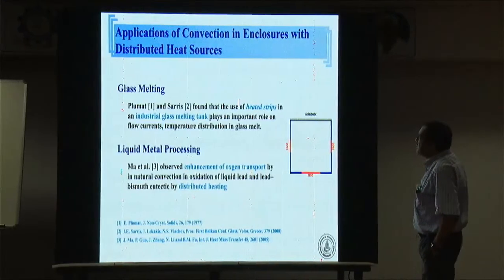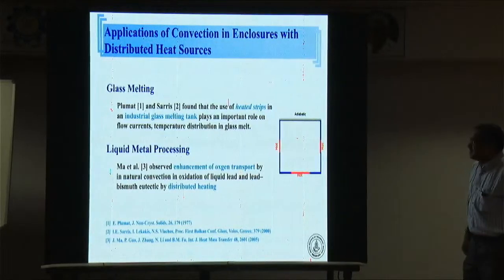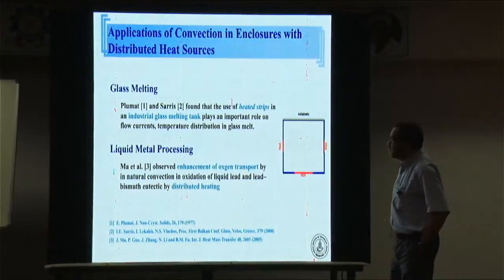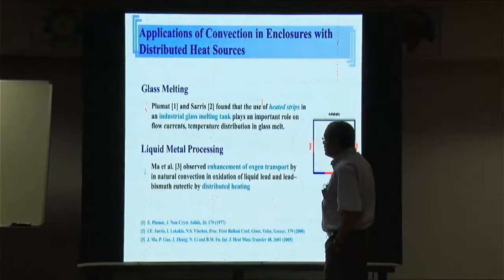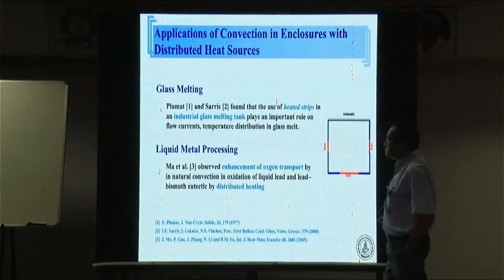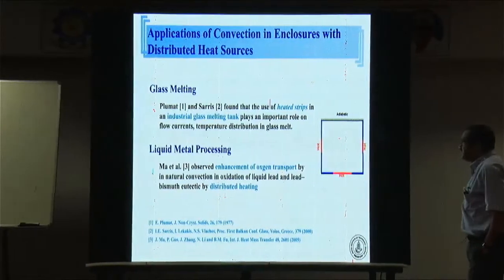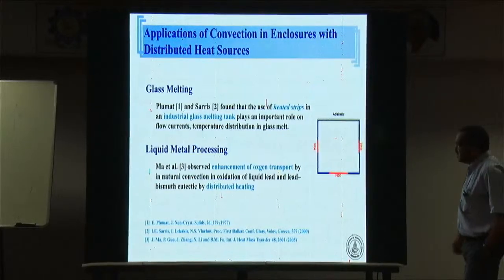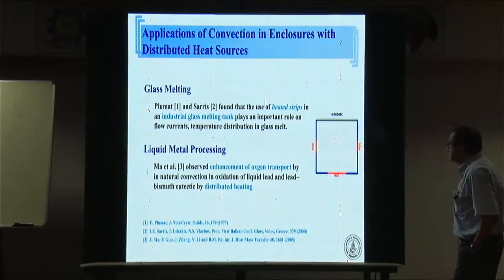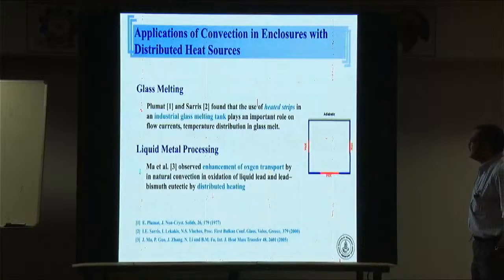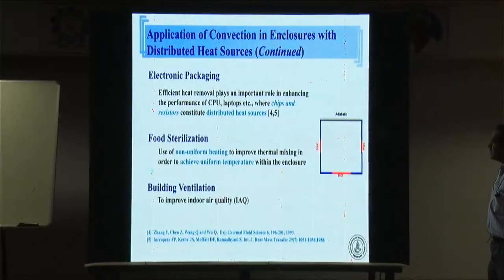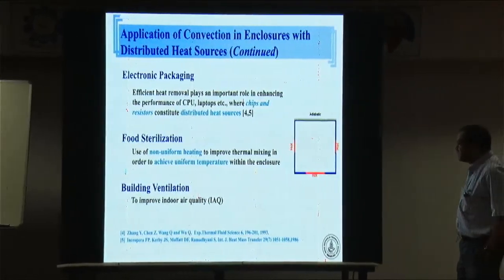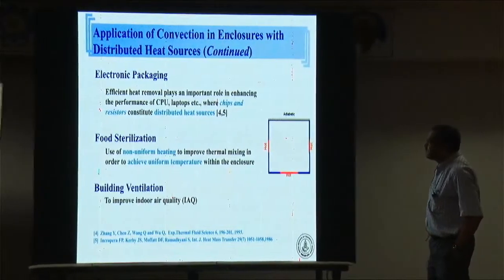The application of convection in enclosures with distributed sources: Plumat and Saris, two scientists, talked about glass melting and liquid metal processing. People have done this work, and these are the references. So, this is the typical setup. Next slide please. Electronic packaging, food sterilization and building ventilation are other examples. Next slide please.